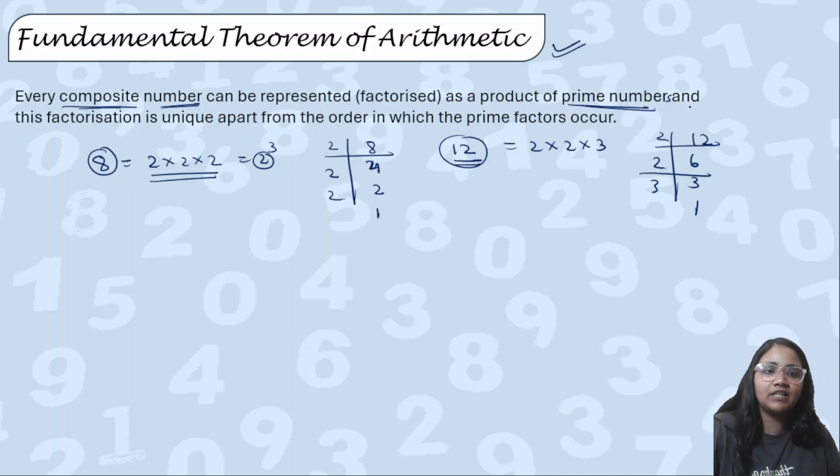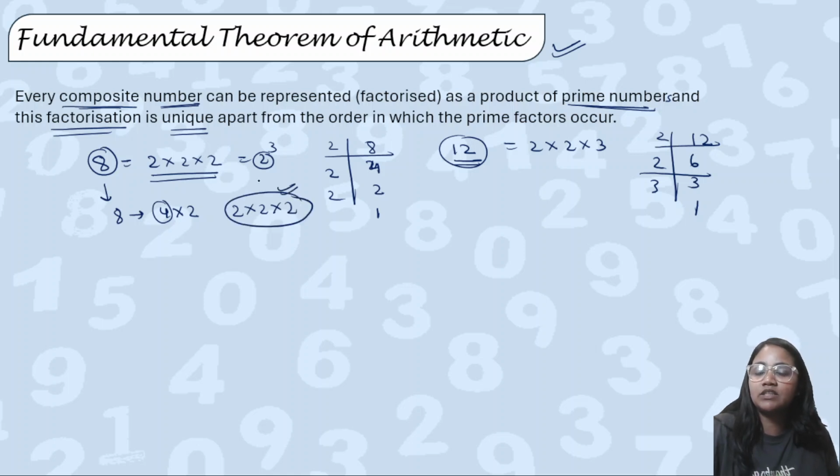And what's the second part? Let's see. And this factorization is unique. So the representation of the composite number as a product of prime numbers: each composite number has a unique representation as a product of prime numbers. So it means that 8 cannot be represented in any other way. We can write 8 as 4 into 2, but is it the representation in primes? No, because 4 can be further written as 2 times 2. So it has the unique representation as 2 to the power 3.